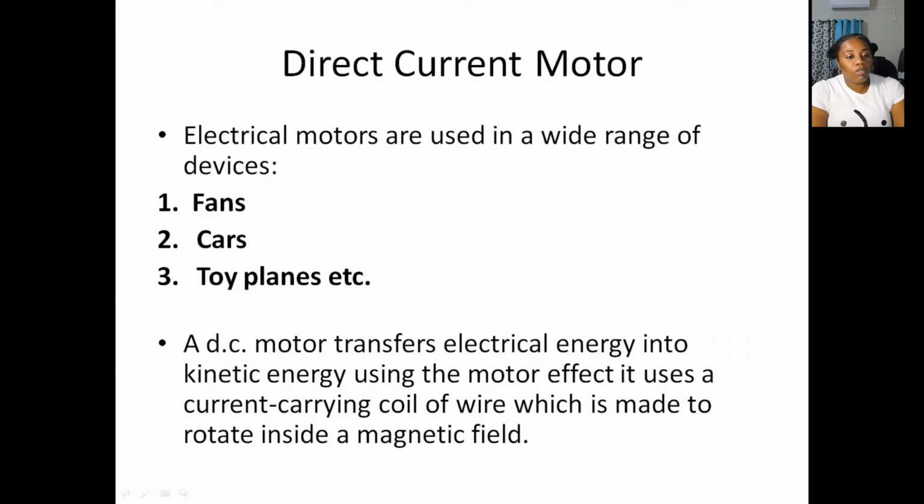So electrical motors are used in a wide range of devices. They're used in fans, cars, toy planes, etc. A DC motor transfers electrical energy into kinetic energy. Using the motor effect, it uses a current carrying coil of wire which is made to rotate inside a magnetic field.